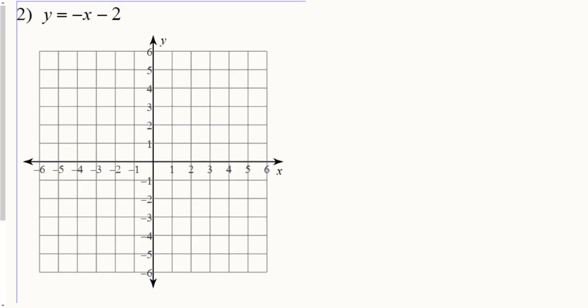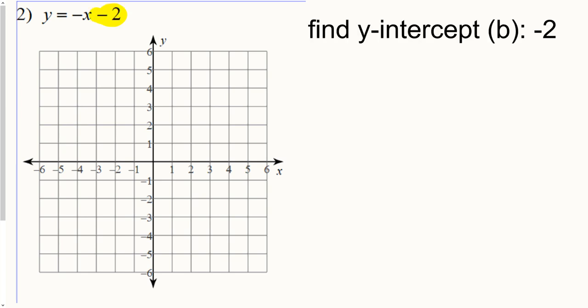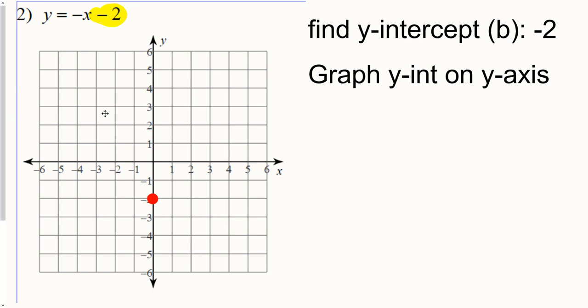Let's go do number 2. This one brings up an interesting point about the slope when you don't really see a number there, so we'll handle it in due time. Find the y-intercept. It's negative 2. Graph it. Again, we're at negative 2 on the y-axis, not the x-axis. It's on our y-axis.